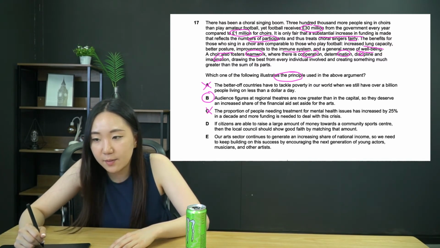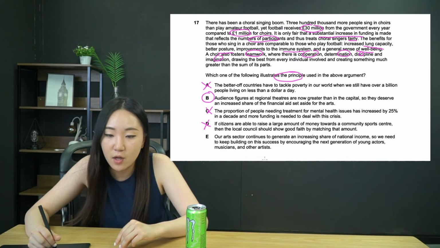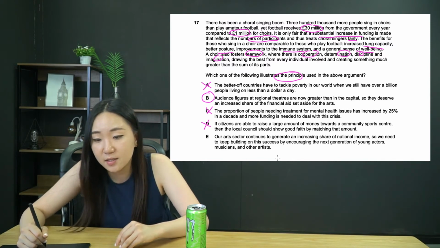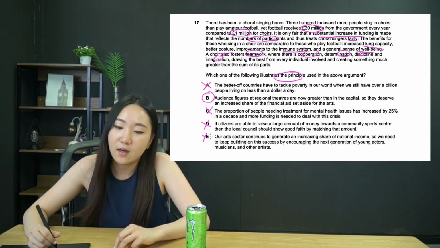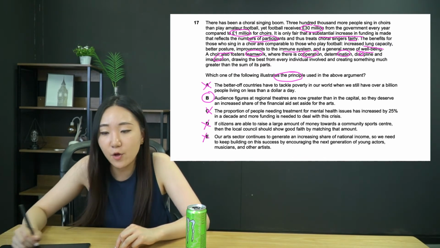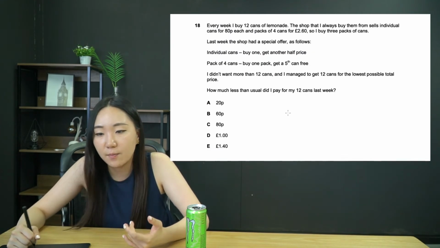If citizens are able to raise a large amount of money towards a community sports centre, then the local council should show good faith by matching that amount. I hope it's really obvious that that's not it. Our art sectors continue to generate an increasing share of national income, so we need to keep building on the success. Yeah, I hope that's obvious as well. I hope you can see why, okay? I don't want to waste too much time going through each of them, but yeah.